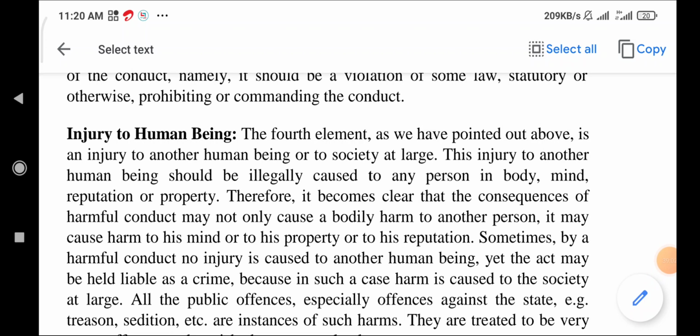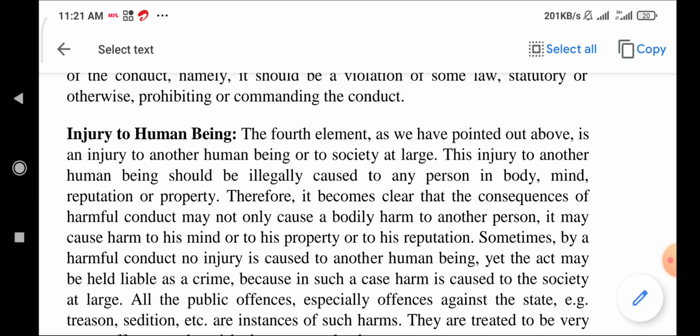Now the fourth element, injury to a human being. The fourth element, as we have pointed out above, is an injury to another human being or to the society at large. This injury should be illegally caused to any person in body, mind, reputation, or property. Therefore, it becomes clear that the consequences of a harmful conduct may not only cause bodily harm to another person, it may cause harm to his mind, his property or his reputation. Sometimes, by the harmful conduct, no injury is caused to another human being, yet the act may be held liable as a crime because in such a case harm is caused to the society at large.